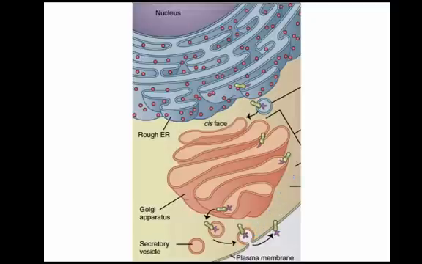Now this protein can be used in other places in the body. Maybe the protein is an enzyme that's needed to catalyze reactions somewhere else in the body. Maybe this protein is a hormone that will travel to other places in the body. Either way, the cell has created a protein which is now released outside of the cell.